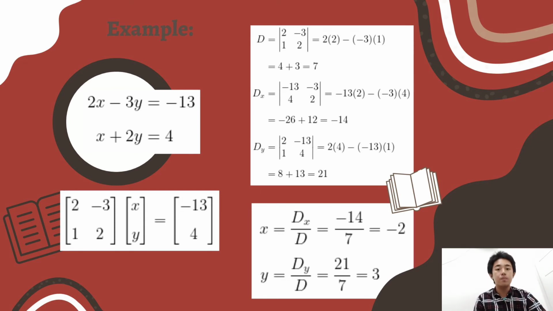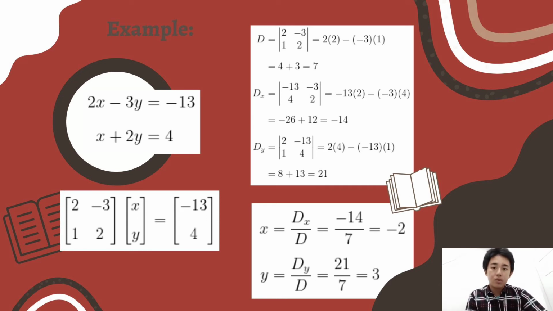What we're going to do is make it into a matrix. First, we get the numbers. 2x gives us 2, negative 3y gives us negative 3, x gives us 1, and 2y gives us 2. So the first bracket, the matrix, is 2, negative 3, 1, and 2. And there's also x and y, so we put them in a bracket as x and y, equals negative 13 and 4.